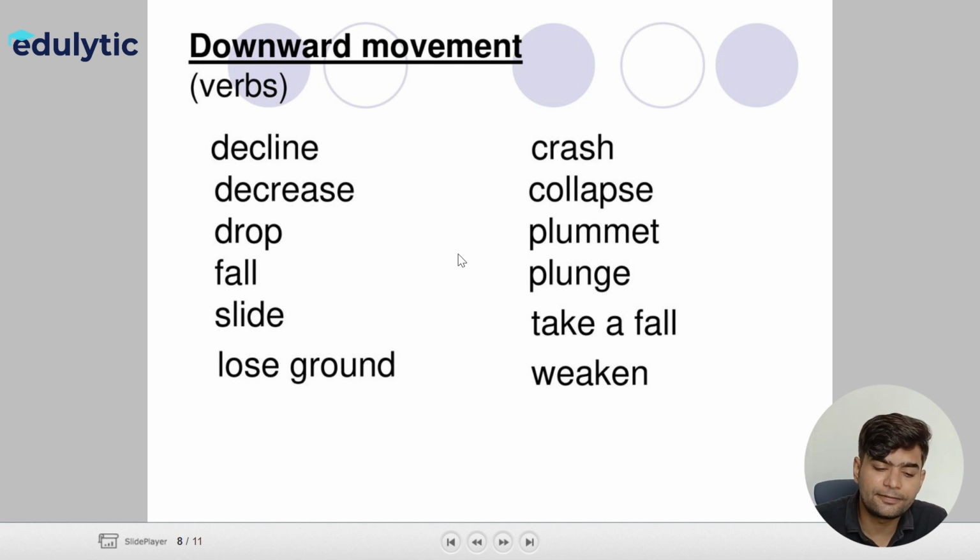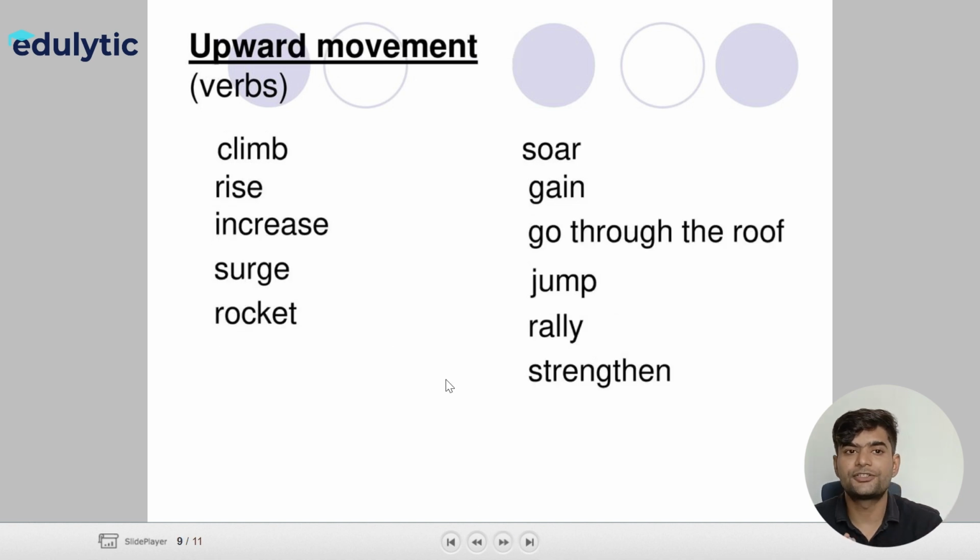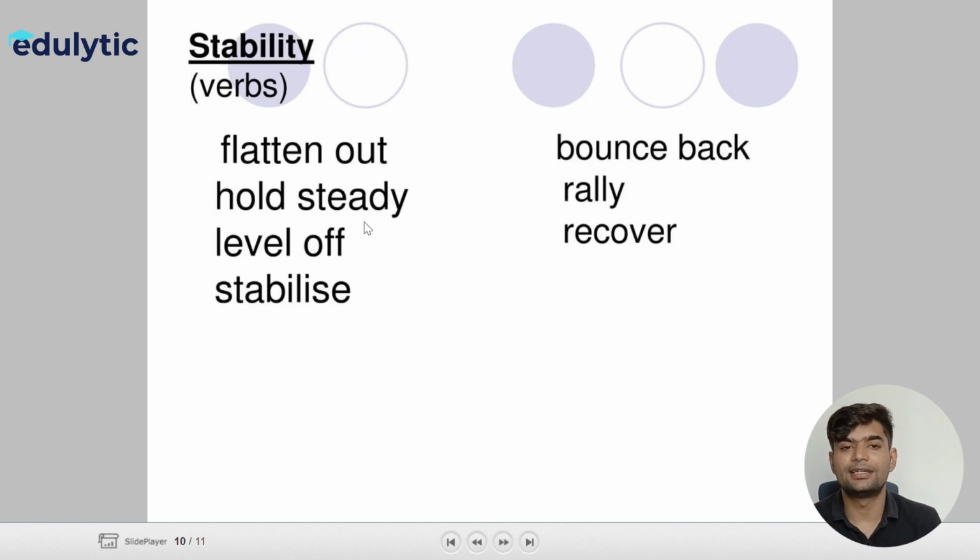If your graph, chart, or table is showing a downward trend, you are going to use any of these words, including decline, decrease, drop, fall, slide, lose ground, crash, collapse, plummet, plunge, take a fall, and weaken. Similarly, if the trend is going upward, if it's showing an upward movement, then you are going to use verbs like climb, rise, increase, surge, rocket or skyrocket, soar, gain, go through the roof, jump, rally, and strengthen.